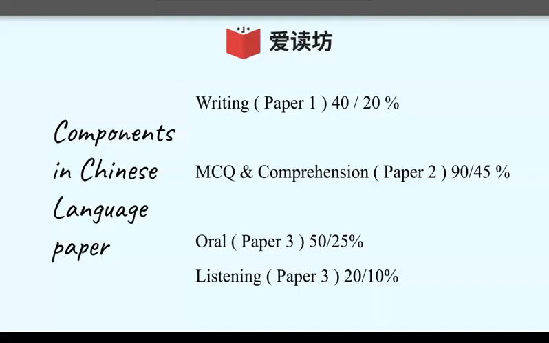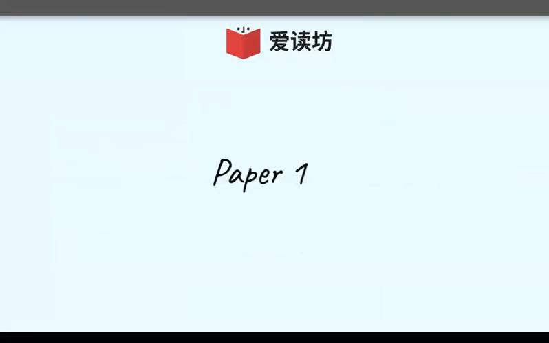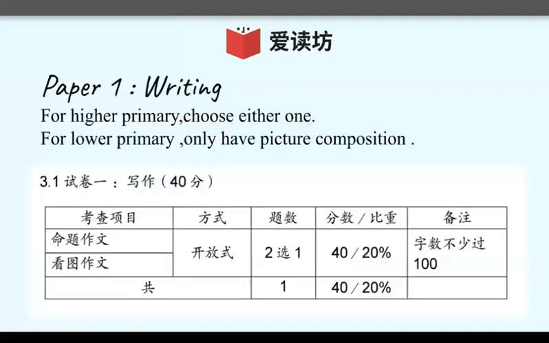So students have 15 minutes to answer paper 1, 1 hour and 40 minutes to answer paper 2. Now we will go through paper 1. For the writing part, there are 2 types of compositions, which are title-based composition and picture composition. Higher primary students need to choose either one. The lower primary students only have to choose picture composition, and the total words must be over 100.